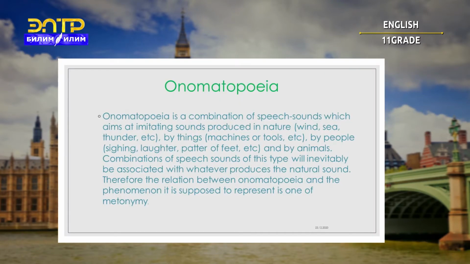Onomatopoeia. Onomatopoeia is a combination of speech sounds which aims at imitating sounds produced in nature, such as wind, sea, thunder, by things, machines or tools, or by people, sighing, laughter, patter of feet, and by animals. Combinations of speech sounds of this type will inevitably be associated with whatever produces the natural sound. Therefore, the relation between onomatopoeia and the phenomenon it is supposed to represent is one of metonymy.